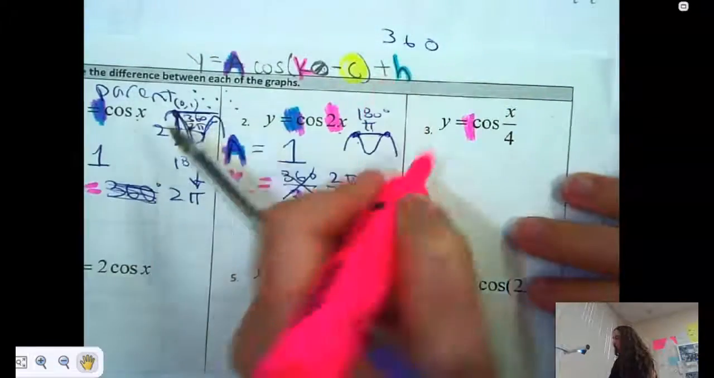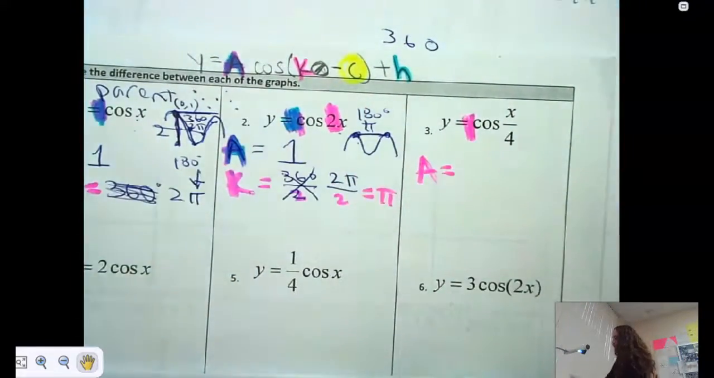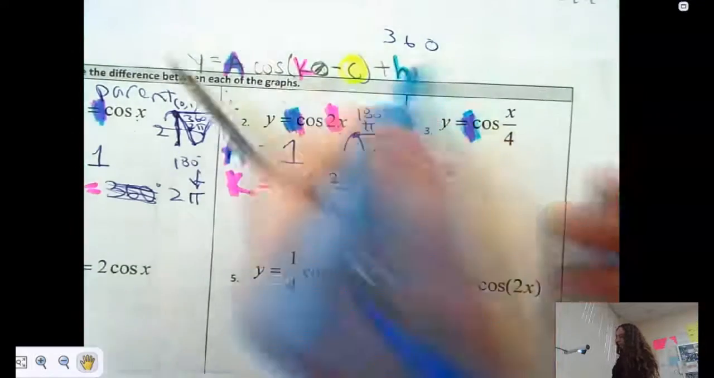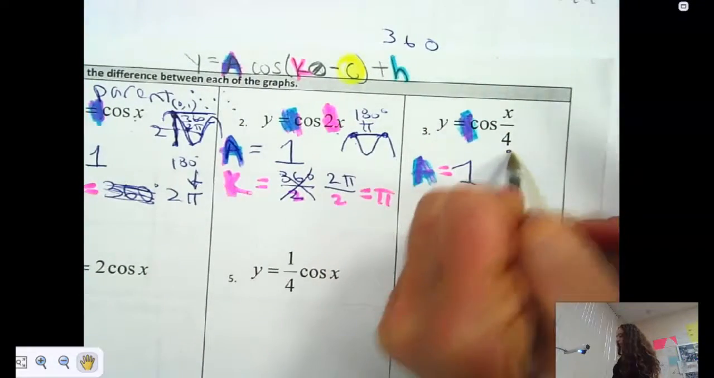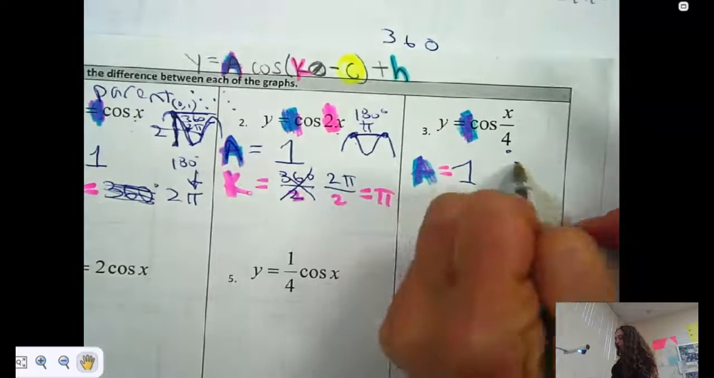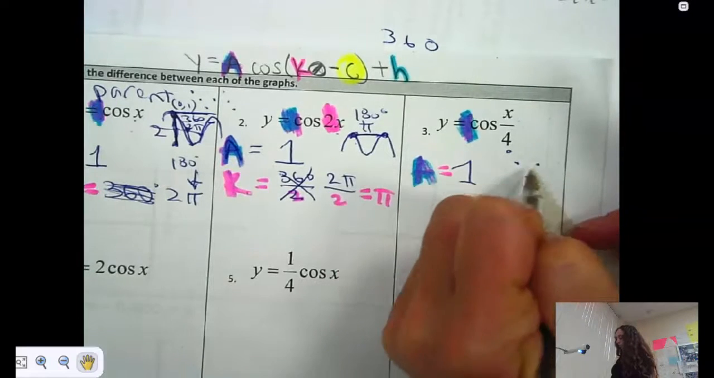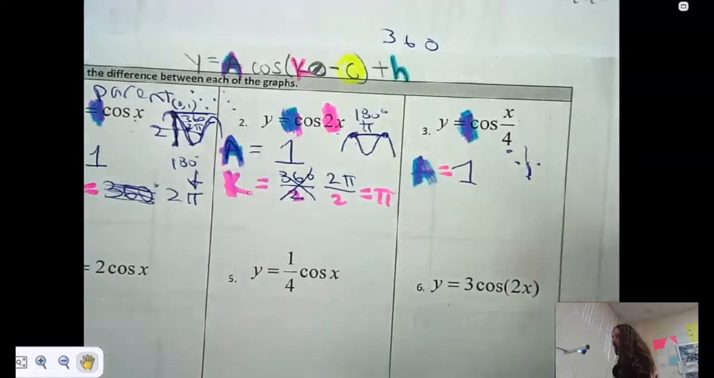Don't worry. Amplitude. Okay? What's the amplitude? 1. That means the top to the middle is 1. The middle to the bottom is 1. Distance vertically, distance vertically. All right.